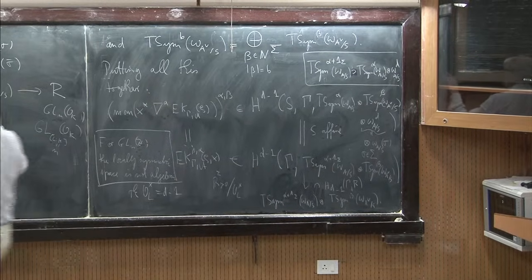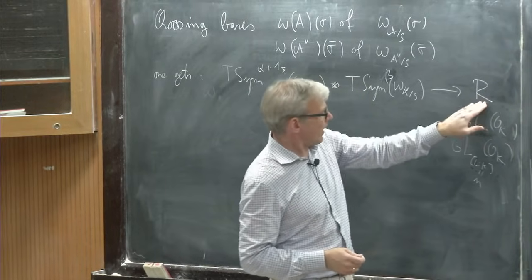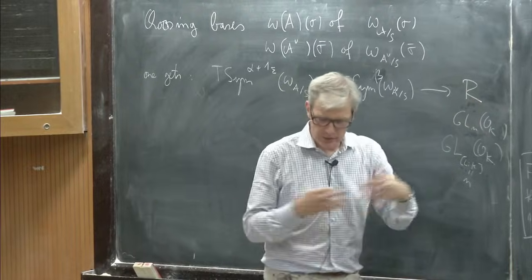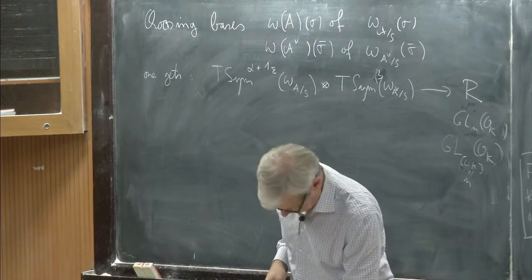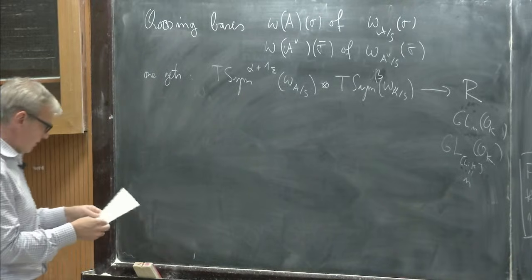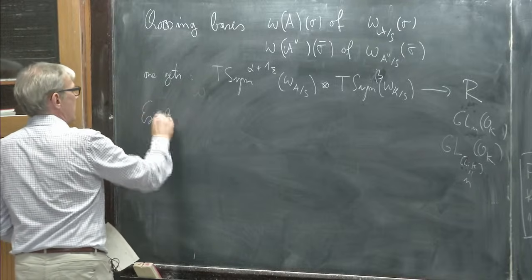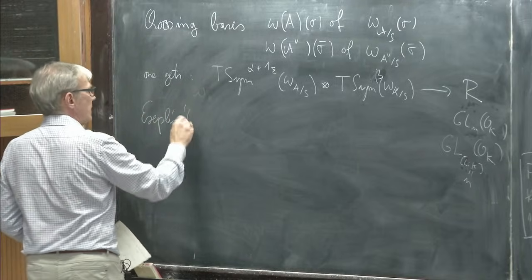So this gives really equivariant, it gives in the end an algebraic section here in R. And if R was some integer ring, it gives you integrality and everything. Okay, now let me write down explicitly what we get.